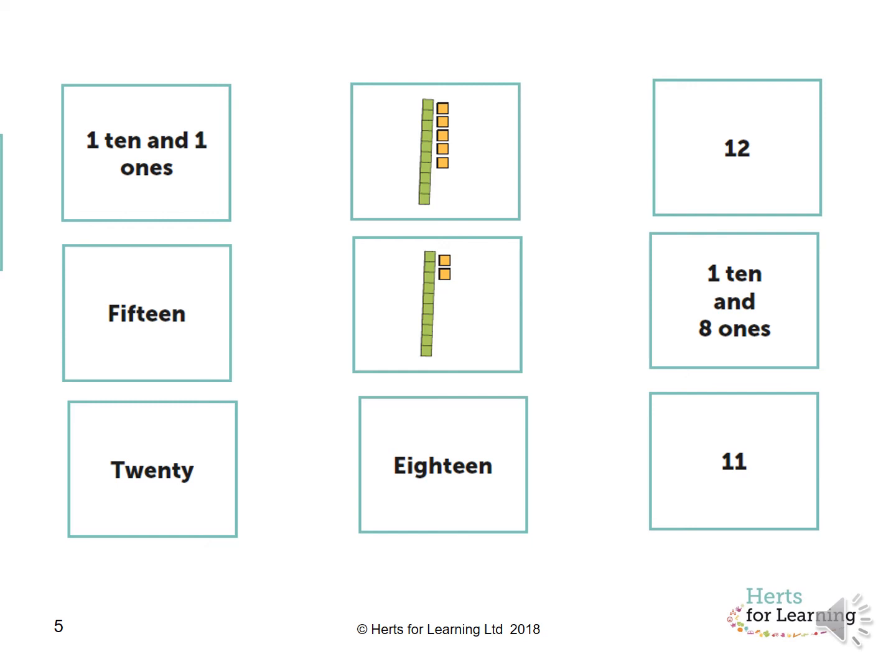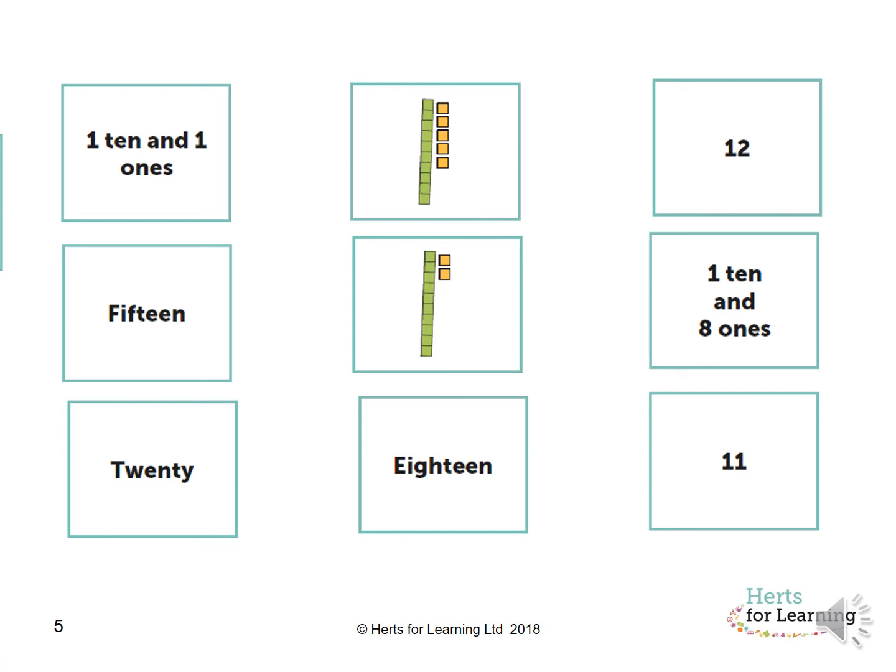Right, let's go through these answers. So if we look at that first box, we've got 1 ten and 1 one. And if we were to write that down, you might use your T and your O. 1 ten and 1 one is 11. So none of those pictorial representations show 11, but I can see the number 11 in that bottom corner, so we can match those two up.